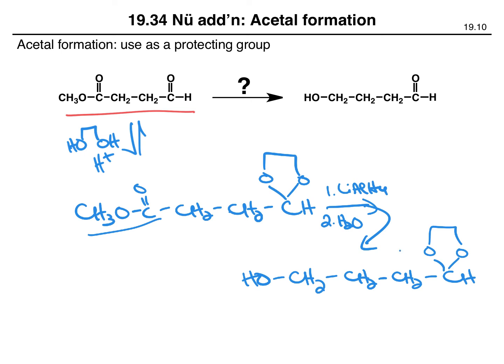And now we can convert this to our target because we can deprotect the cyclic acetal by treating this with H+ and water to do the reverse of acetal formation. So we are protecting one functional group and then carrying out the desired reaction and then deprotecting to restore the functional group. So I just wanted you to see an example of using an acetal as a protecting group.